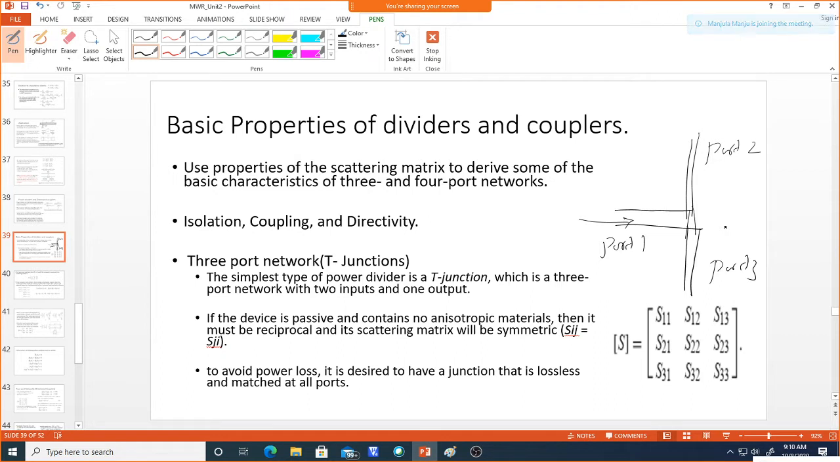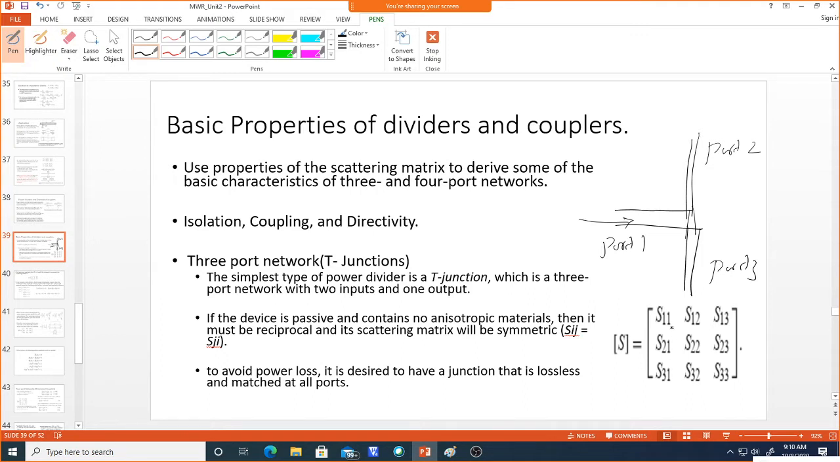Say for example, you already know the S matrix. If I take 3 cross 3 for a 3 port network, this will be the S matrix, that is S11, S12, S13, and so on. Now as I said, we are assuming it as lossless. To avoid power loss, the junction should be lossless and matched at all ports. So if I want the lossless condition, I need to match all ports, that is S11, S22 and S33 will become 0. If I match a particular port, that value becomes 0.